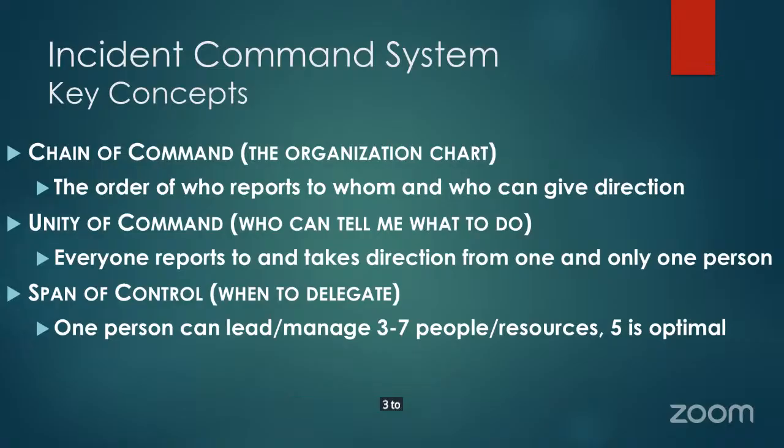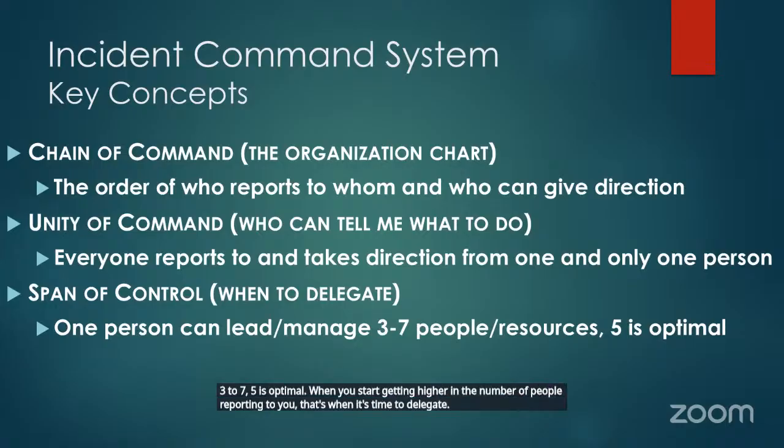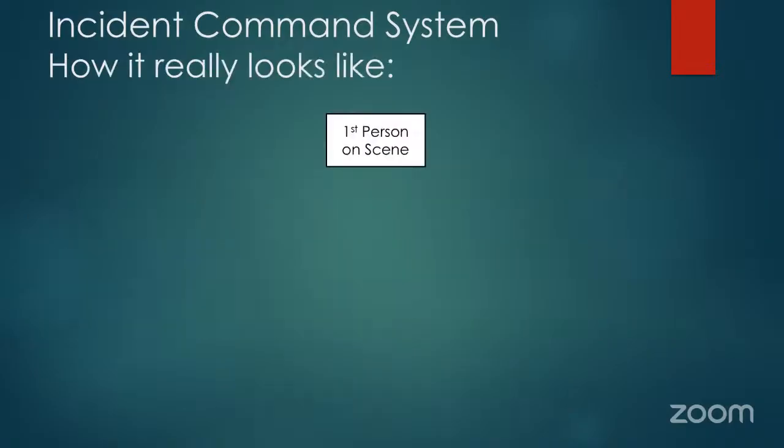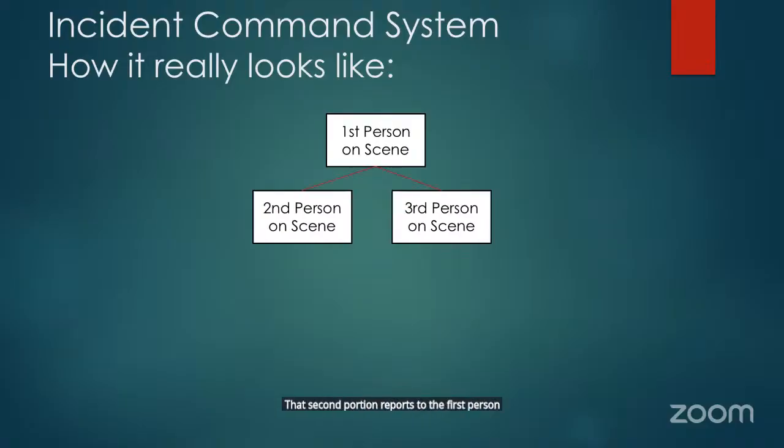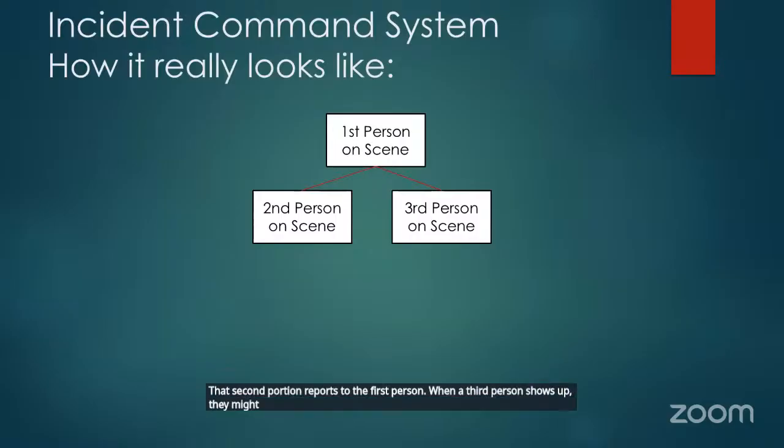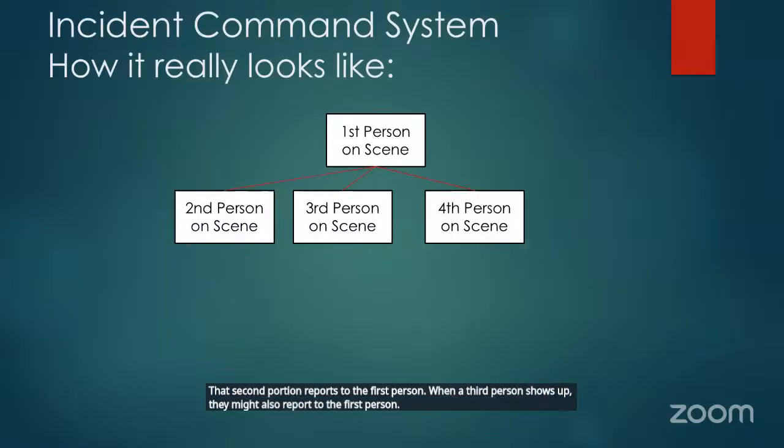3 to 7, 5 is optimal. When you start getting higher in the number of people reporting to you, that's when it's time to delegate. So I said it starts with one box, and that is the first person on scene or the incident commander. When the second person shows up, that second person reports to the first person. When a third person shows up, they might also report to the first person, or the fourth person.